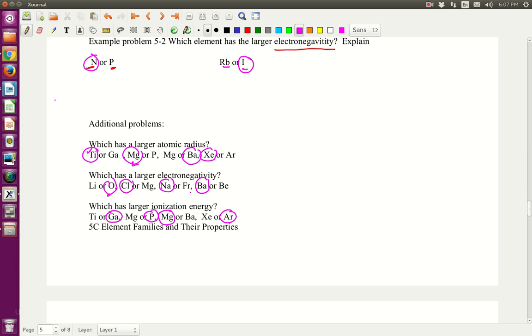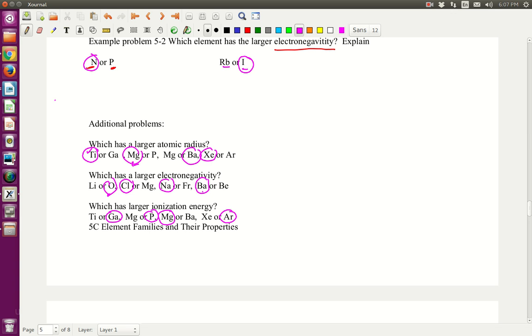Sodium or francium. Francium has 7 energy levels. Sodium only has 3. So sodium is more electronegative because it's smaller. Neither one of them are very electronegative. Okay, they both have 1 valence electron, but sodium's 1 valence electron is closer to its nucleus. Francium's 1 valence electron is very far away. So sodium is slightly more electronegative.